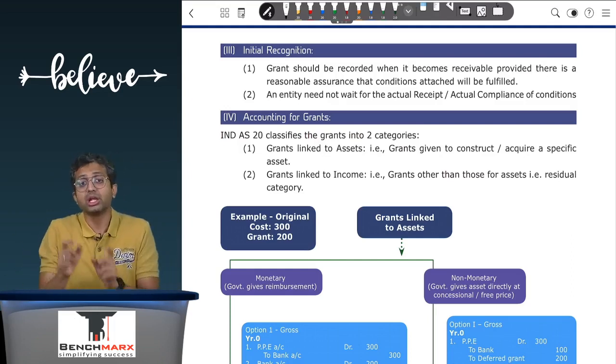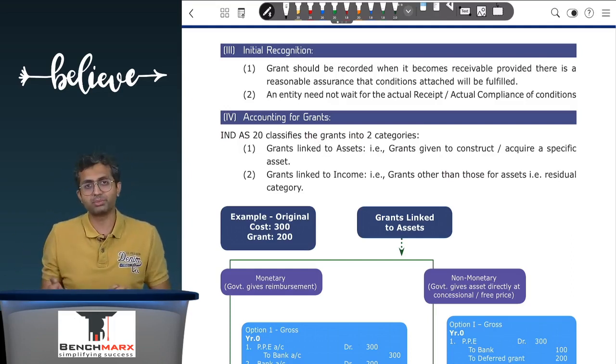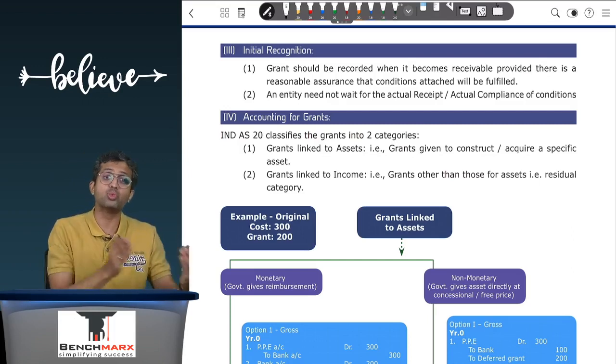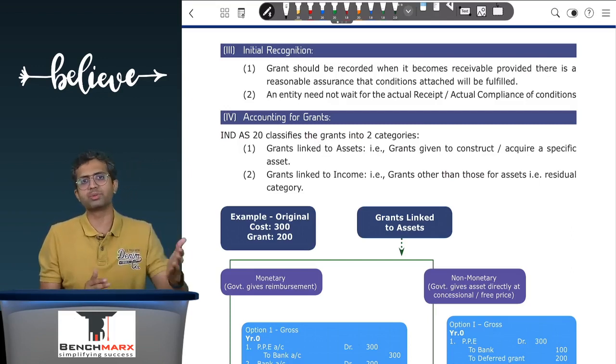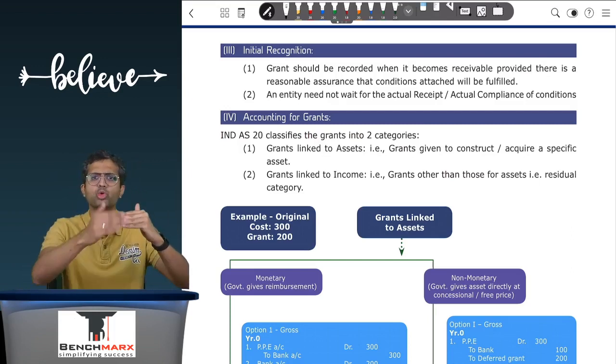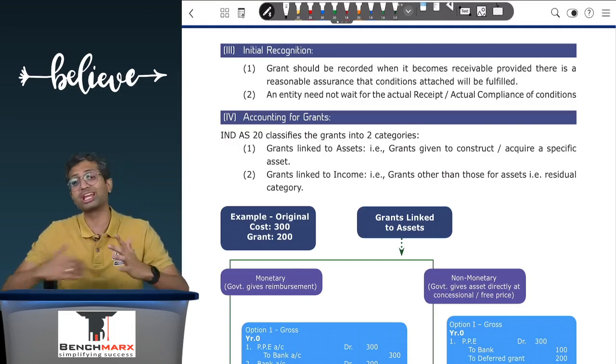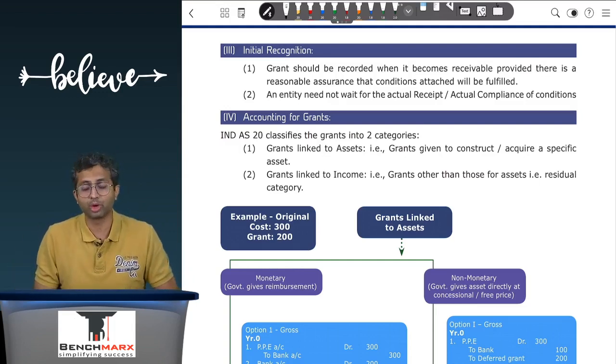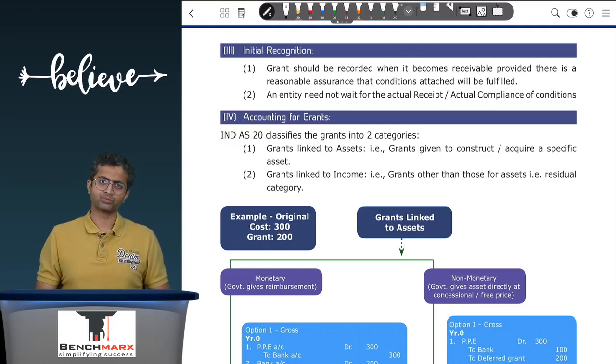And likewise, the deferred grant will be amortized in the ratio of depreciation, that is 200 divided by 10 will be amortized in the ratio of depreciation. So the deferred grant account will go from 200 to 180, then to 160, then to 140, and so on. It will be amortized to the profit and loss over the life of the asset. Now, this is the general principle that you need to follow.